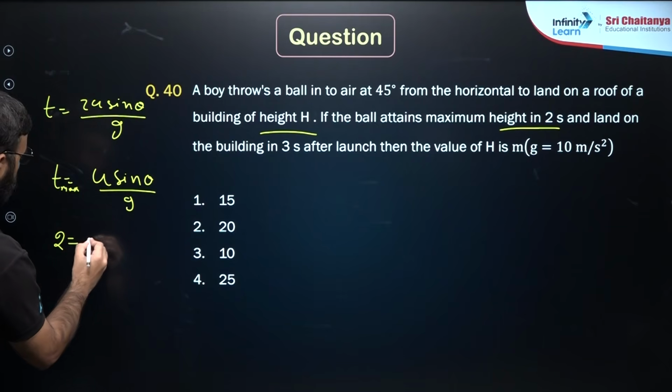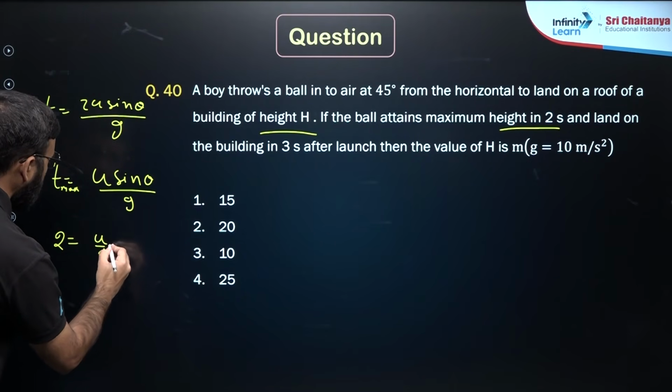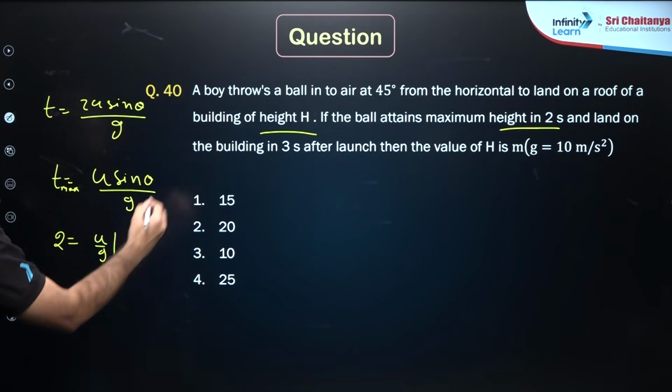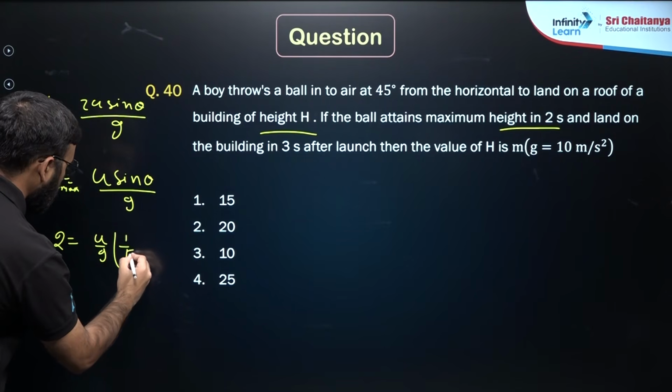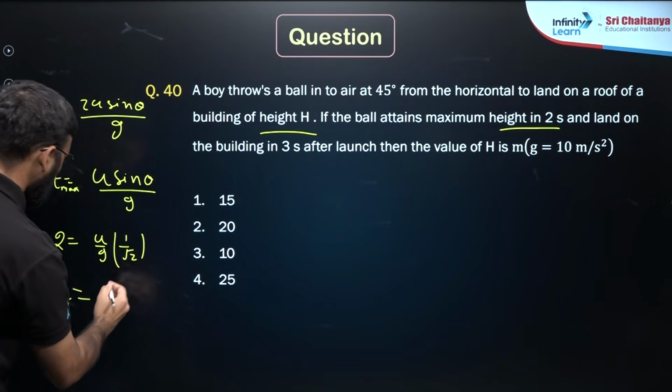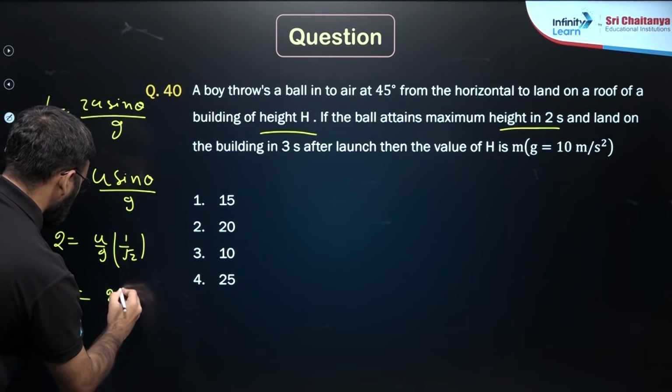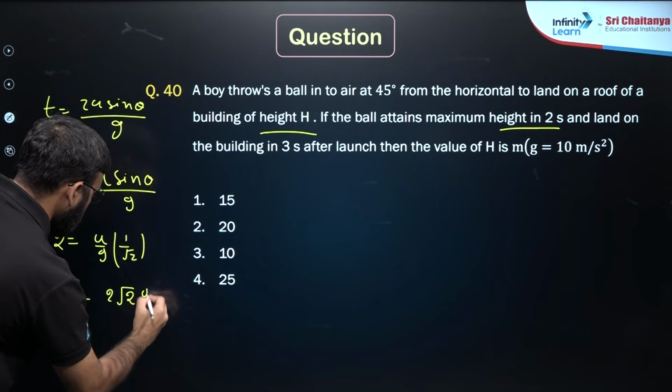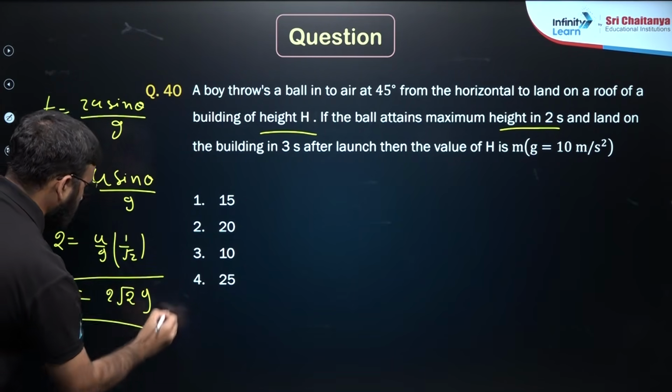Okay, 2 equals u by g into sin 45, that is 1 by root 2. So u equals 2 root 2 into g. So this is the velocity of the particle.